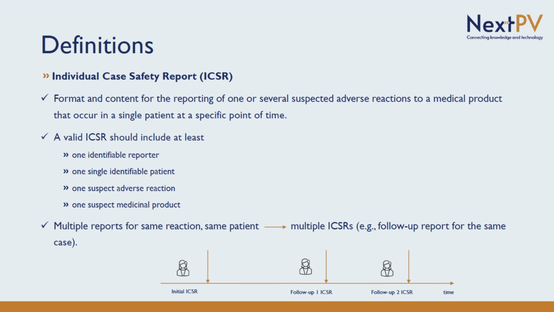Here, we focus on the definition of individual case safety reports, ICSRs. An ICSR is a report containing one or more suspected adverse reactions to a medicinal product that occur in a single patient at a specific point in time. A valid ICSR should include at least one identifiable reporter, one identifiable patient, one suspect adverse reaction, and one suspect medicinal product. Understanding what constitutes a valid ICSR is critical for accurate reporting and compliance with regulatory requirements.